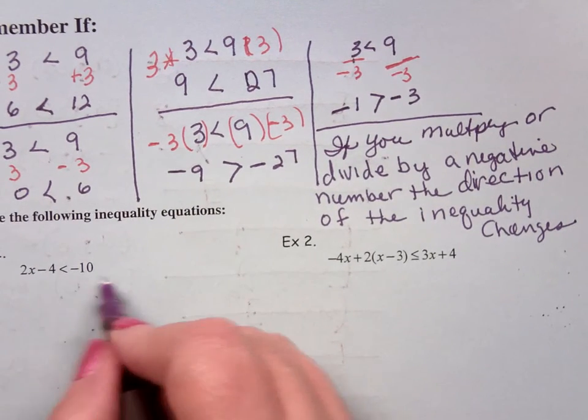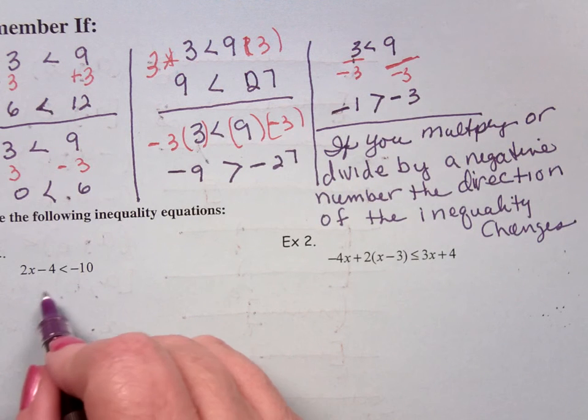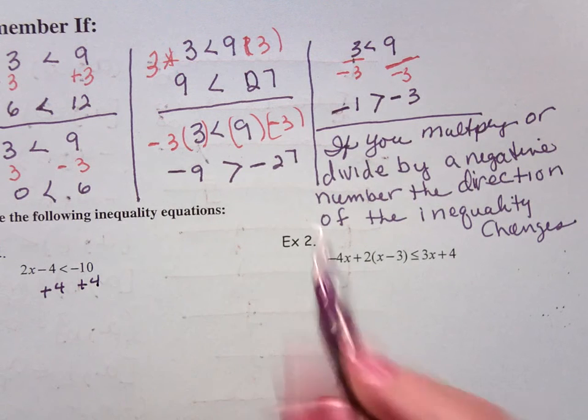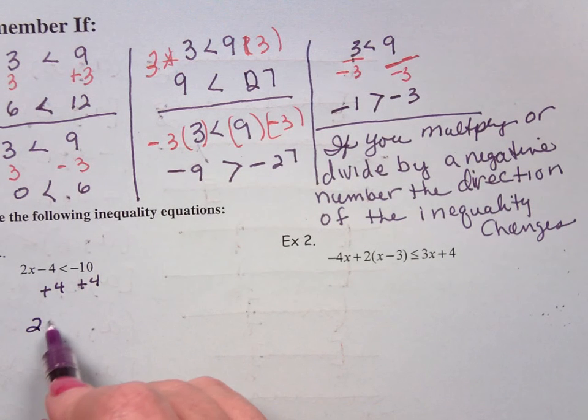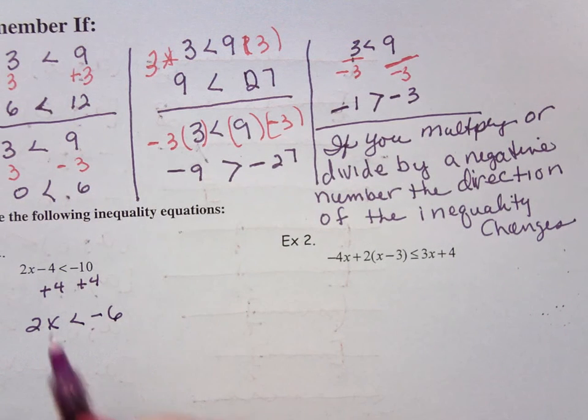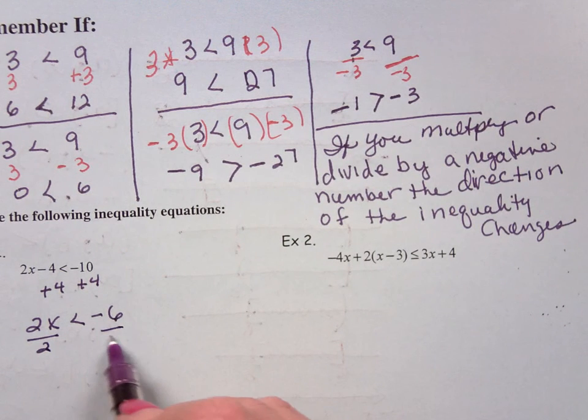So in this case, 2x minus 4 is smaller than 10. Add 4 to both sides. You solve it just like you would an equality, except for that one little thing. And now I'm going to divide both sides by a positive 2. Does a positive 2 change the direction of the inequality? No.